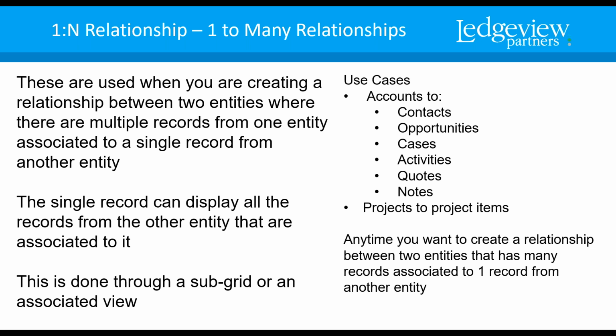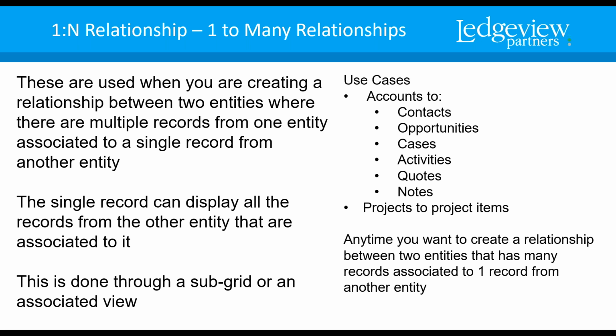But they all do have true and real meanings to them. Okay? So first and most prevalent relationship within CRM is the one-to-many relationship. It's most common. These are used when you're creating a relationship between two entities where there's multiple records from one entity. Okay? It's associating a single record from another entity.